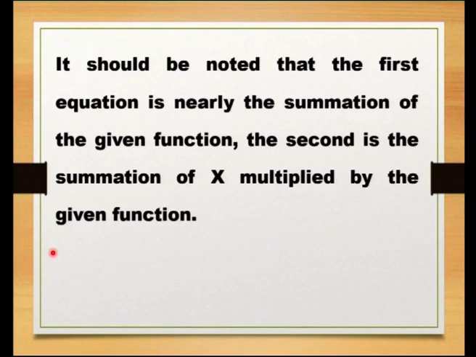When we have to find three constants a, b, c, one more time you have to multiply with x and then take summation. We will get three equations. Three equations are solved to find three constants a, b and c. It should be noted that the first equation is nearly the summation of the given function and the second is the summation of x, as I told you, multiplied by the given function. X is being multiplied with the given equation, and then summation is taken.